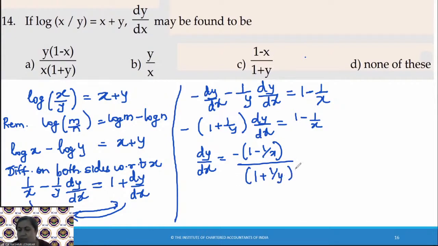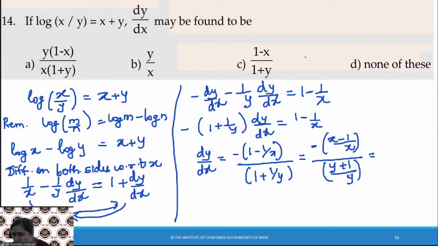Okay. Now, as you can see, in none of the options is the answer like this. You have to just rearrange. Whenever it happens, don't get panicked and don't say none of these. We will simplify this further, and then if it does not match, we will say none of these. Here, let me just find the LCM. What is the LCM here? x. And what is the LCM in the denominator? y. So this is equal to minus x minus 1 upon x upon y plus 1 upon y. Okay.